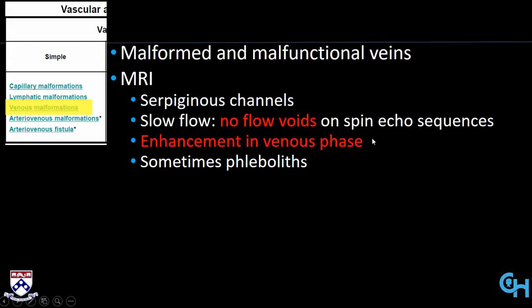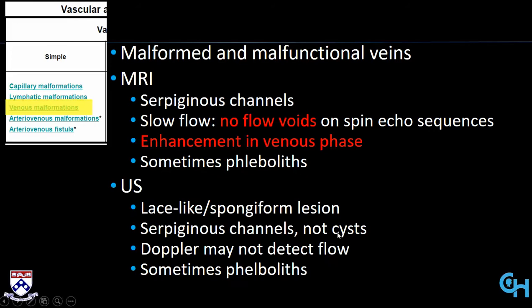You see enhancement of the lesion in venous phase as opposed to the lymphatic malformation where you only see septal enhancement. And sometimes you see phleboliths. On ultrasound, it's a similar picture. You can see this lace-like spongiform lesion.